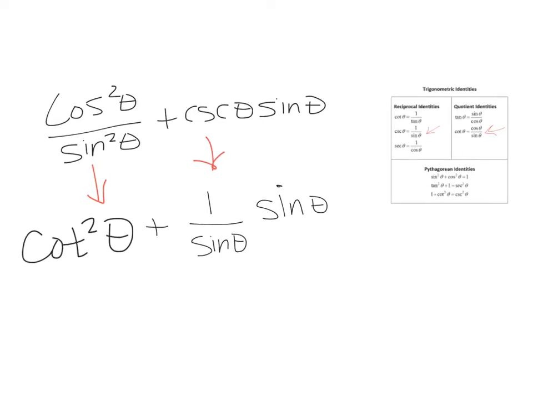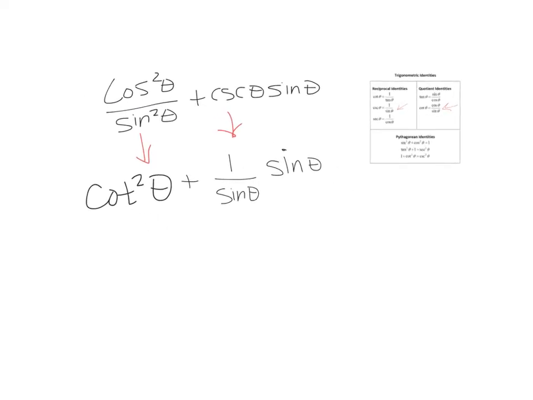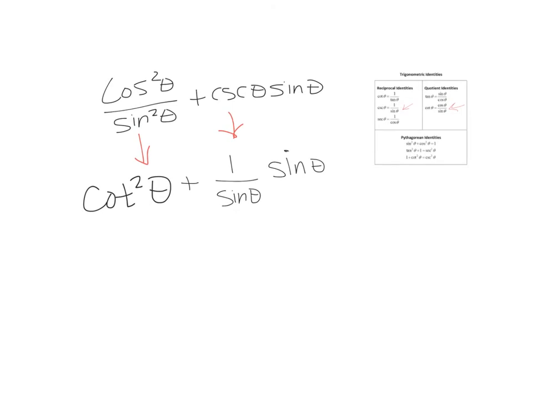Okay, so when we look at that right there, we have cotangent squared plus 1 over sine theta times sine theta, and then the sine thetas cancel, leaving us with something really simple. The cotangent squared of theta plus 1.